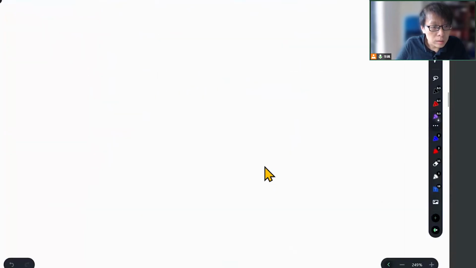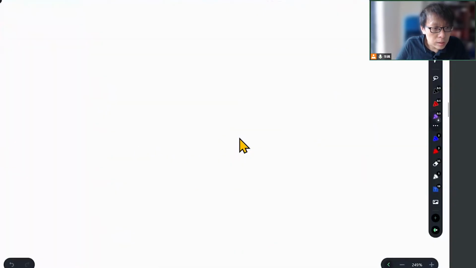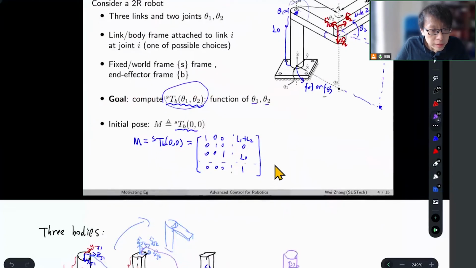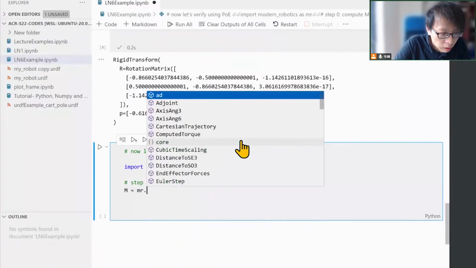Hold on. This is M. Where's M? M is these numbers, right? M is the homogeneous matrix. Its rotation part is identity. This part is L1 plus L2, this guy. So I think that's my M, equal to MR dot.